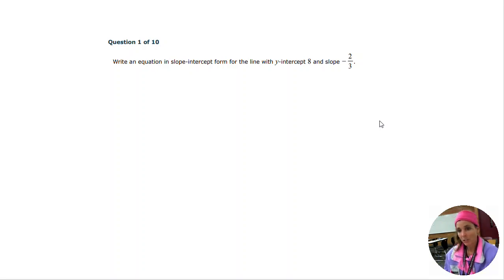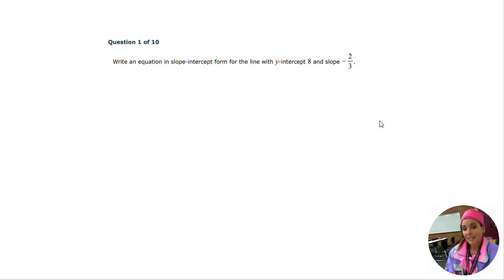do is you're going to do the slope-intercept form retake extra practice in Alex. And you need to make sure that you show every single step for every single problem on a piece of paper. You're going to then turn that into me.